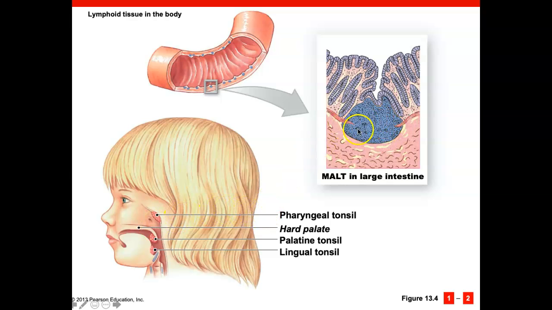This is showing a MALT, mucosa-associated lymphoid tissue, right there in the large intestine. And you can see the locations of the pharyngeal, the palatine, and the lingual tonsils.